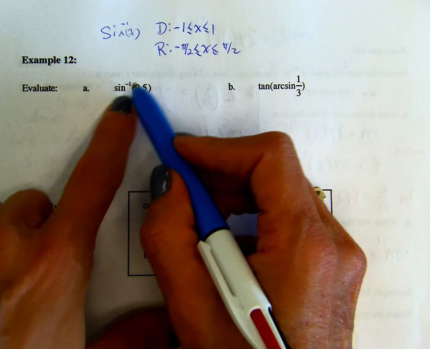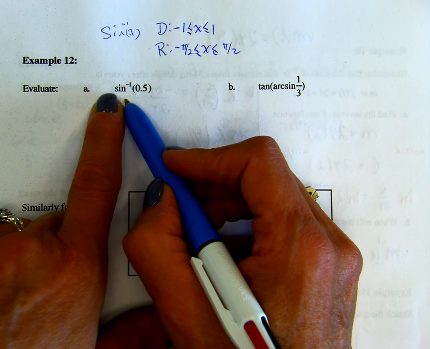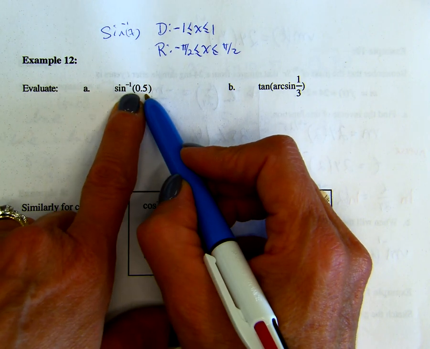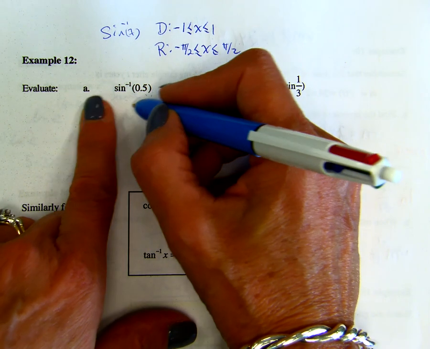Okay, so what is the sine inverse of a half? This question is asking you, what angle has a sine of a half? What's the answer? What angle has a sine of a half?